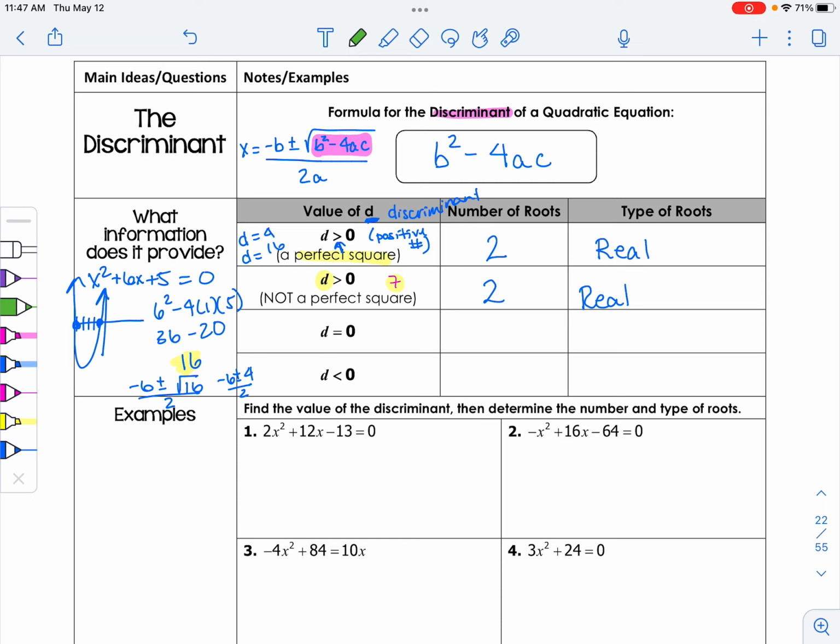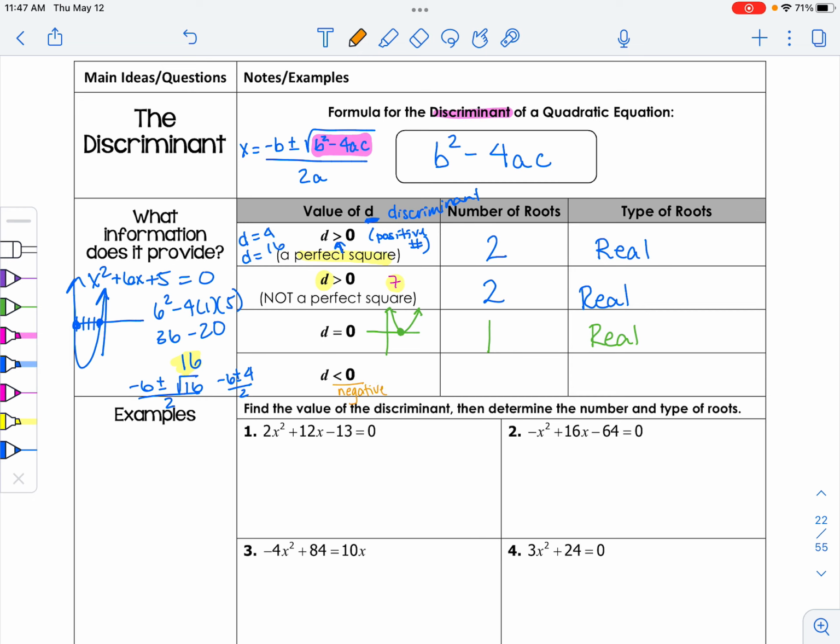Now the third scenario is if your discriminant is equal to 0. That means when we graph it, my vertex is on the axis. So that means there'd only be one real solution, and that's if your discriminant was equal to 0. If your discriminant is less than 0, that means negative. So we're looking at having a discriminant that is negative. Less than 0 means negative.